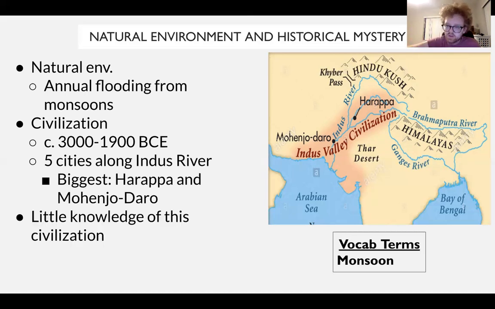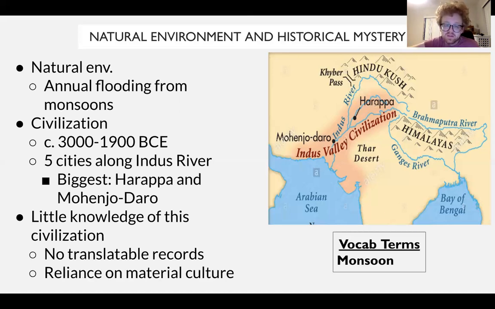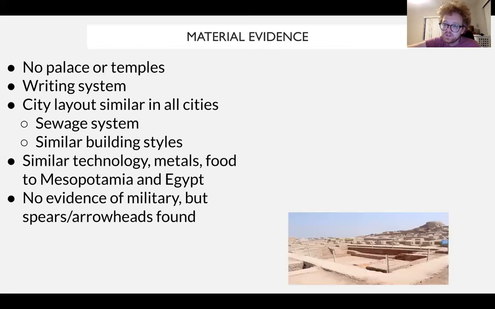However, we don't know much, and the reason for that is this, that we don't have any translatable records. We know that there were records, we just have no idea what they actually said. So the next slide, in class, we would do a game, essentially. But you're going to kind of deduce things based on what archaeologists have found. What we know of ancient Indus River Valley is based on archaeology.